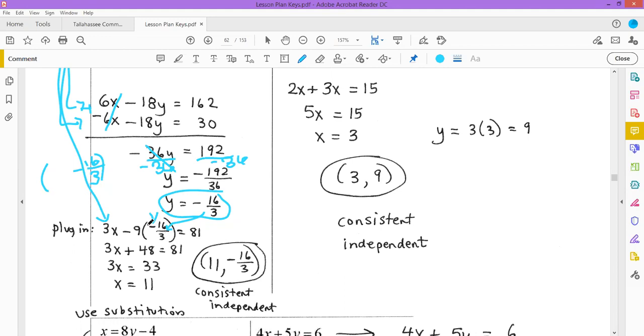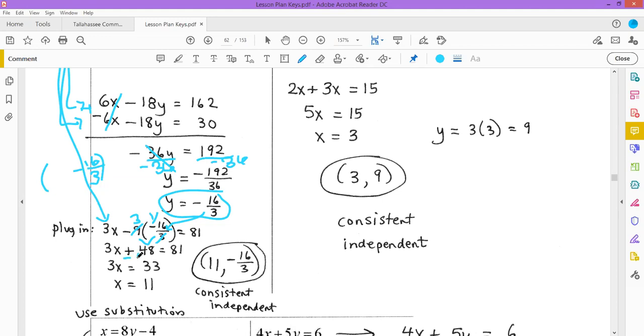Now here, negative 16 thirds times 9, this 3 can be divided into 9 three times. It's one way you could simplify it. And that negative in front of the 9 applies to the 3 now. So that's negative 3 times negative 16. And negative times negative gives us positive 48. Carry down your 3x in front, your equal sign, and 81 on the right side of the equation.